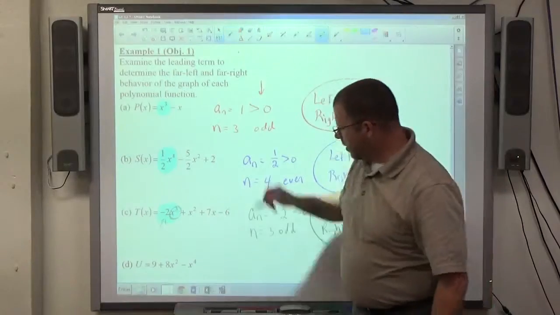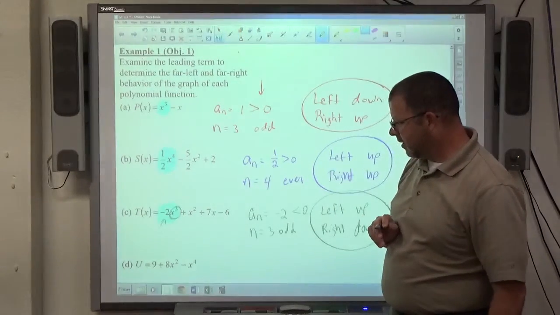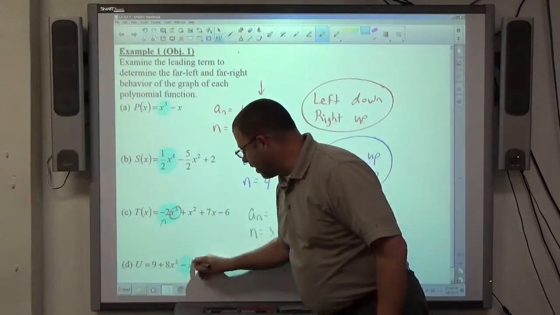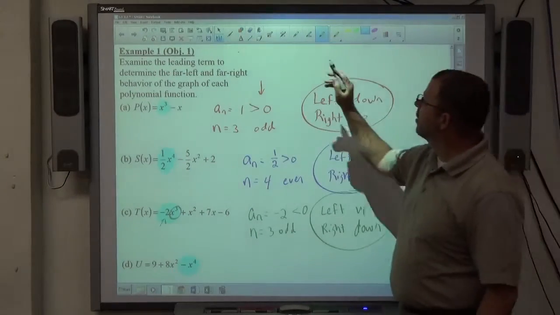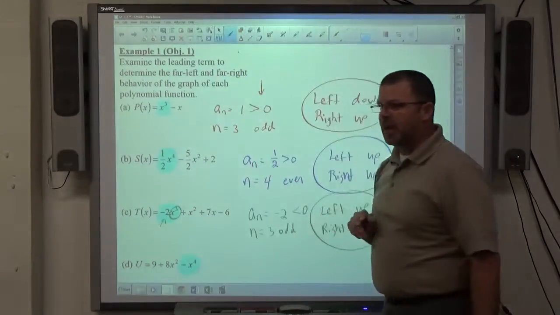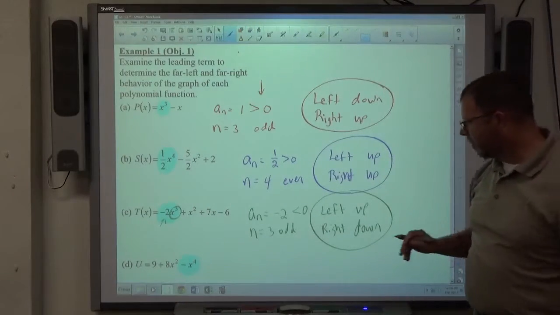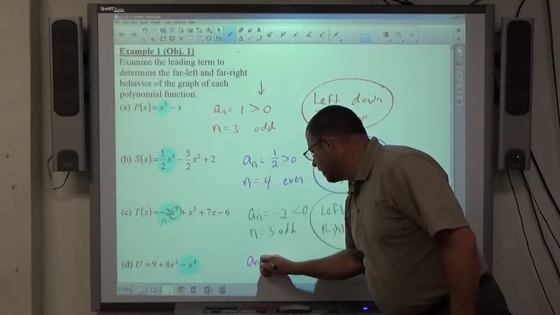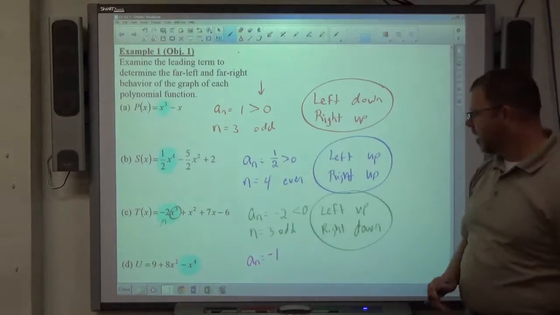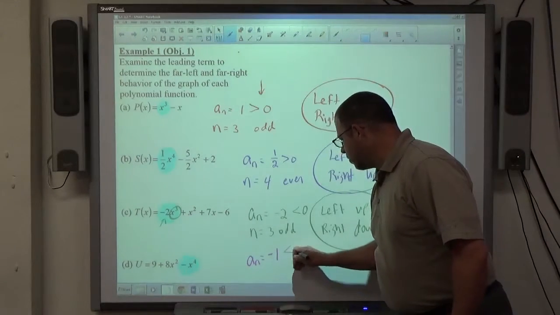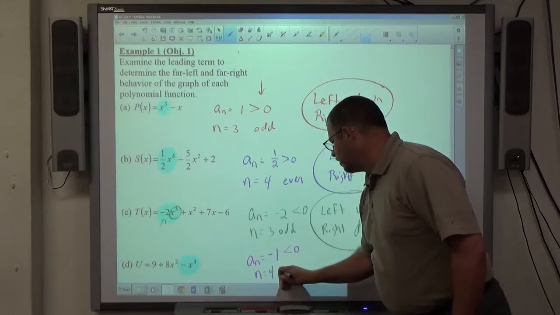Finally, the last one. Lead term is? Negative x to the fourth. Again, every single time, always find the highest power term, that's the one that matters, nothing else. When we're dealing with end behavior, nothing matters except the highest power term. A sub n in this case is equal to negative 1. Remember, no coefficient means 1. Negative 1 is less than 0. We can see very clearly n is equal to 4, which is even.